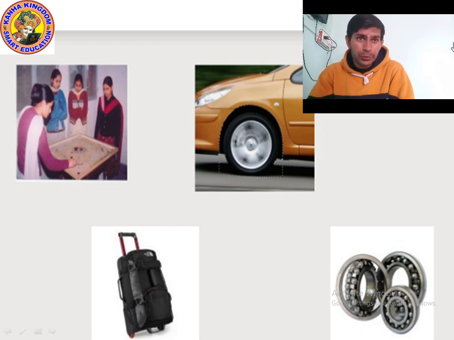Wheels are used in vehicles. As you can see in the picture of the car, wheels used in vehicles tend to reduce the friction.